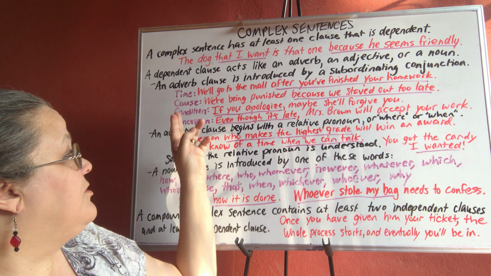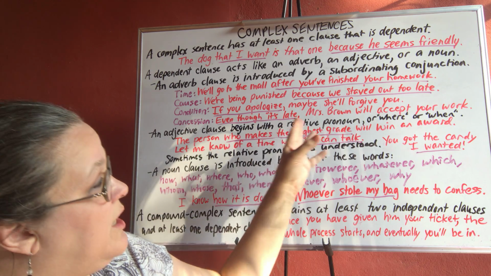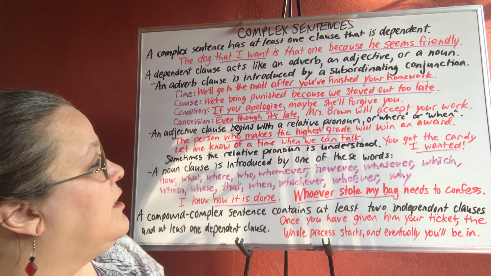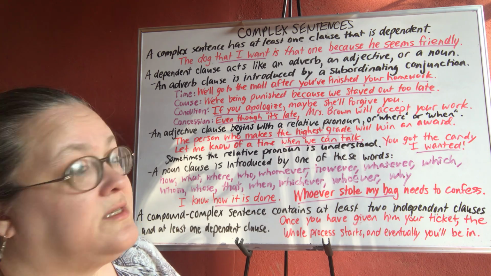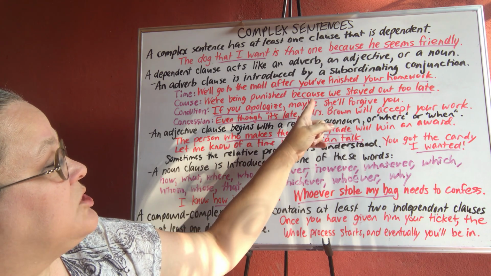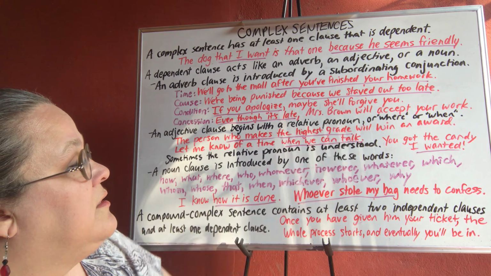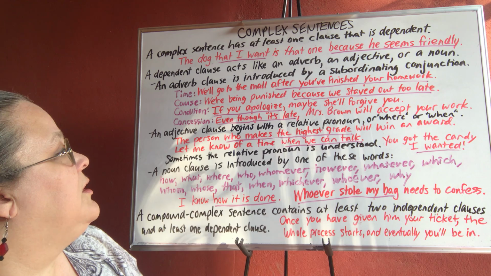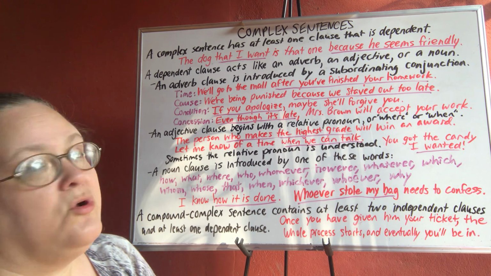An adverb clause can also tell the cause of something. We're being punished because we stayed out too late. And it looks like my Y got a little erased there, but it's not staved out too late, it's stayed out too late. Anyway, we have the subordinating conjunction because, subject we, simple predicate stayed, and stayed out, really, phrasal verb. And all of this is telling why we're being punished.